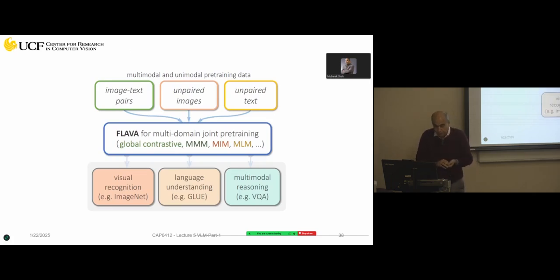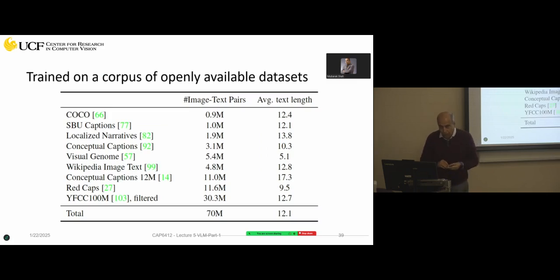So here we have the multimodal, unimodal training data set: image and text pairs, unpaired images, unpaired text, and this is the model. Once it's trained, we can do visual recognition, like ImageNet classification, language understanding, and multimodal reasoning, VQA, and so on, just one model. And the good thing about them is that they use all openly available data sets.